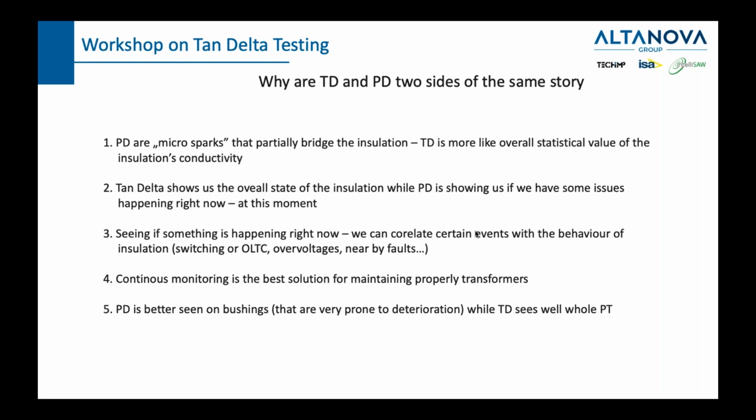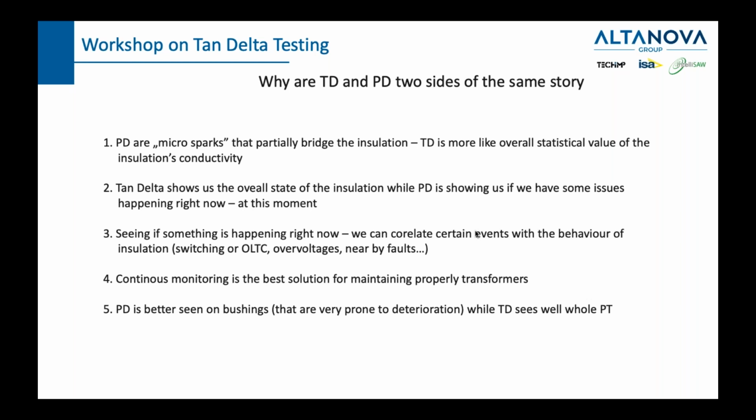And the last point, PD is better seen on bushings, which are very prone to deterioration. So when we test a transformer for PD and TD, we put our sensor on a bushing, because the most sensitive parts are those bushings. And if you find a PD there, you would want to be the closest possible to the part of the transformer which is the most easily damaged. So this part of the transformer is the most delicate one, and since it's the most delicate one, it needs to be properly maintained and monitored. And when the measurement is done, you have to measure exactly there.